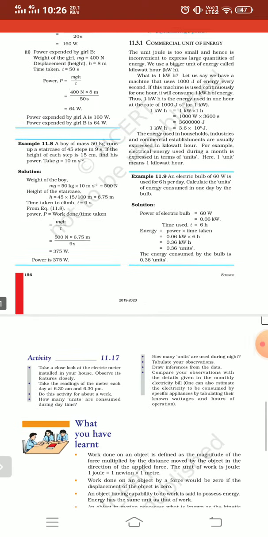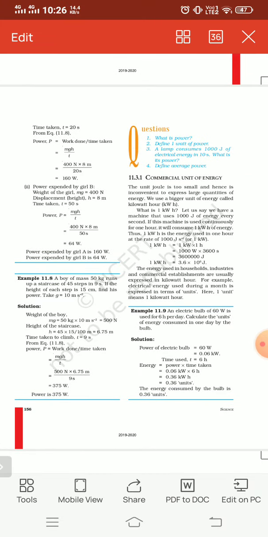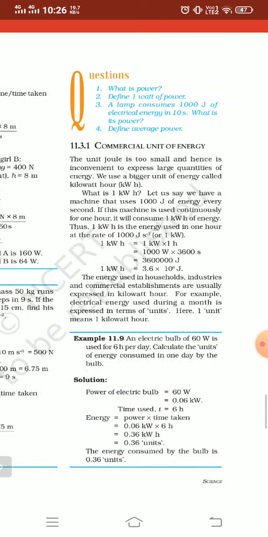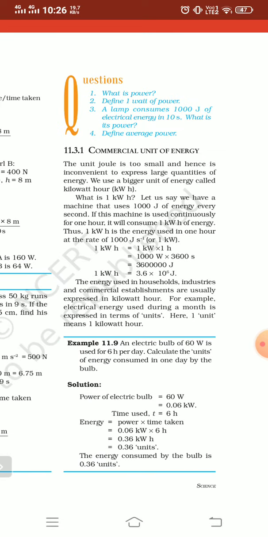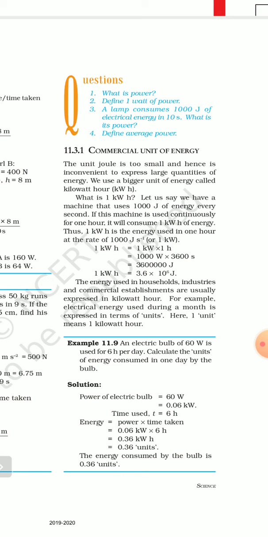The last point in this chapter is the commercial unit of energy. Throughout the chapter we measured energy in joules, but joule is a very small unit of energy. Okay, we cannot use this in our daily life. So the bigger unit is used, which is called kilowatt hour.